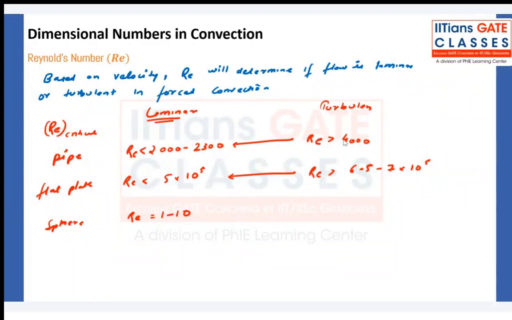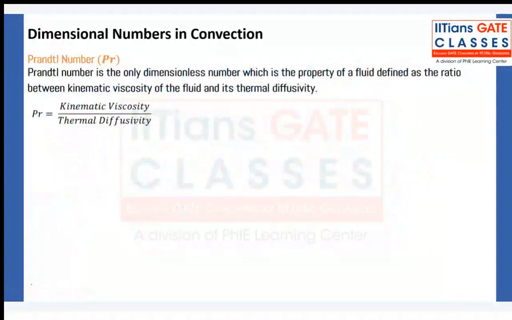Let's move on to the next number, which is Prandtl number. It is the only dimensionless number which is a property of the fluid, defined as the ratio between kinematic viscosity of the fluid and its thermal diffusivity. So kinematic viscosity is nu, thermal diffusivity is alpha. Now, we all know how can I determine nu? What is nu in terms of dynamic viscosity? Tell me.